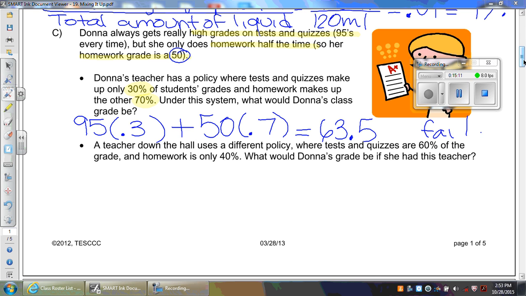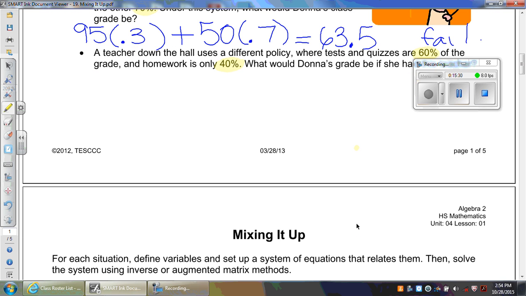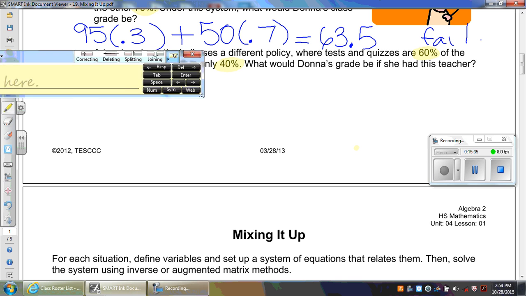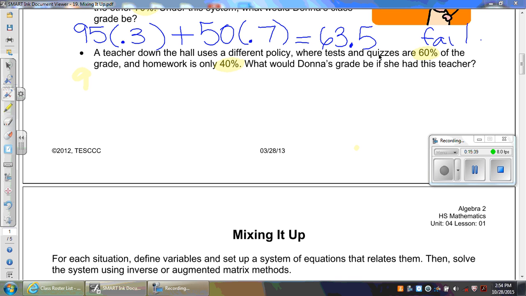So Jasmine, read the question. A teacher down the hall uses a different policy where tests and quizzes are 60% of the grade and homework is only 40%. What would Donna's grade be if she had this teacher? Okay, let's see. So her current grade for tests and quizzes is a 95. Now we're saying the percentage is 60, so 0.6. Her current grade for homework is a 50, and that is worth 40%, which is 0.4.